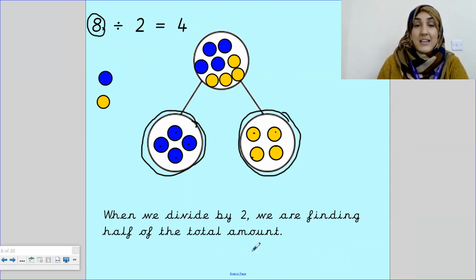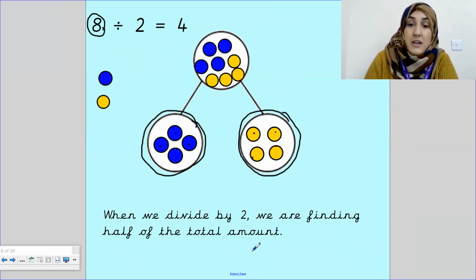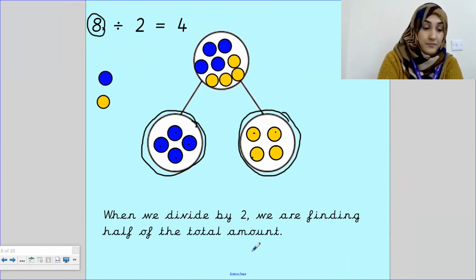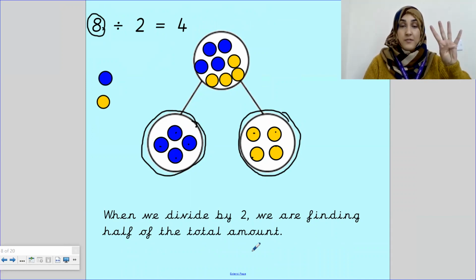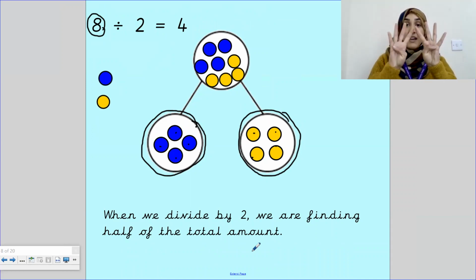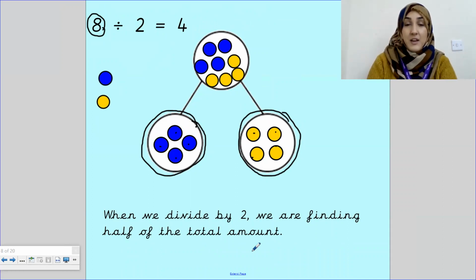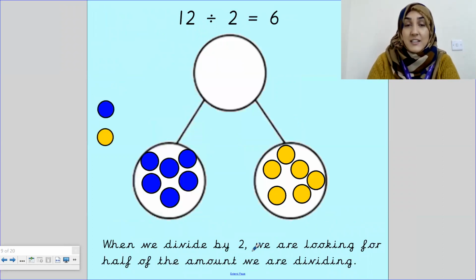1, 2, 3, 4. 1, 2, 3, 4. 4 counters in each group. So when we divide by 2, we are finding half of the total amount. So 8. What is double 4? 4 in one, 4 in the other. Add them together makes 8. Okay. Let's look at this example.